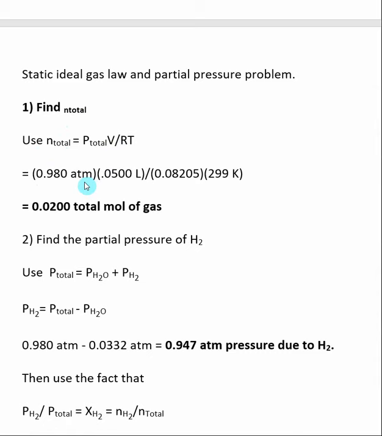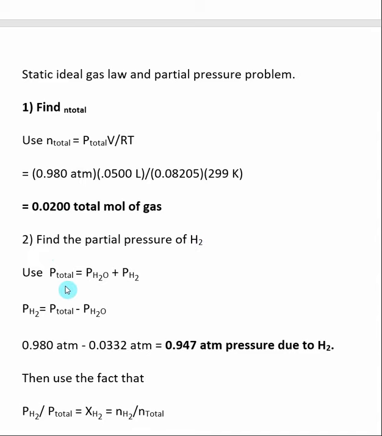The total pressure was given in the original question. The volume was given in the original question. R is a constant, and the temperature was given in the original question, but we needed to convert degrees C into K. When we're done with this, we get that inside of the reaction flask, the total number of moles of gas is 0.02 moles of gas. But we have to remember, of this mole, some of it is due to hydrogen and some of it is due to water. And so what we want to do is find the partial pressure of H2.